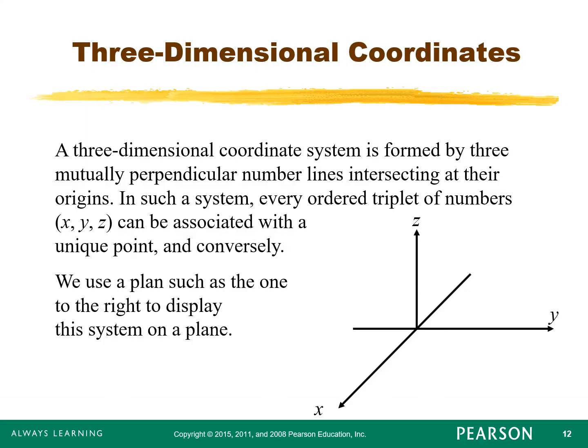So now we are going to learn three-dimensional coordinates. A three-dimensional coordinate system is formed by three mutually perpendicular number lines intersecting at their origins. In such a system, every ordered triple of numbers x, y, z can be associated with a unique point, and conversely. We use a plane such as the one to the right to display this system on a plane.